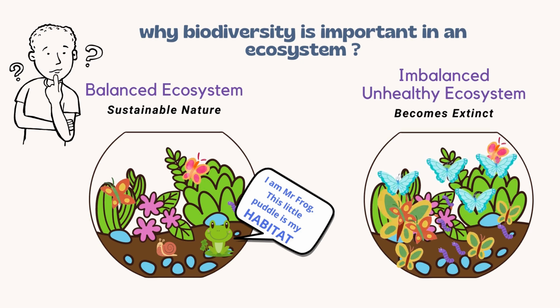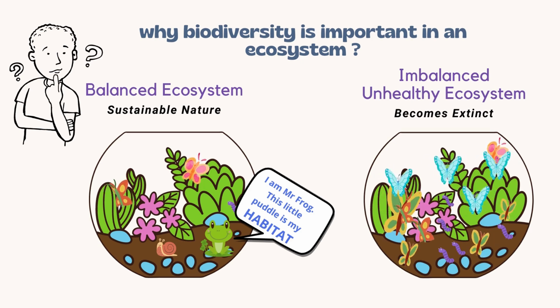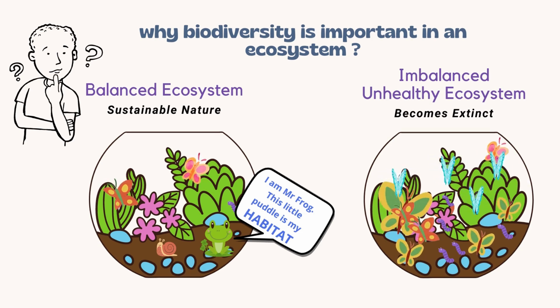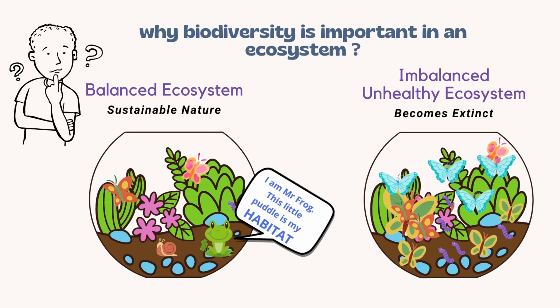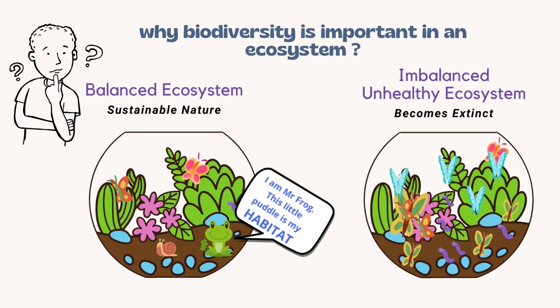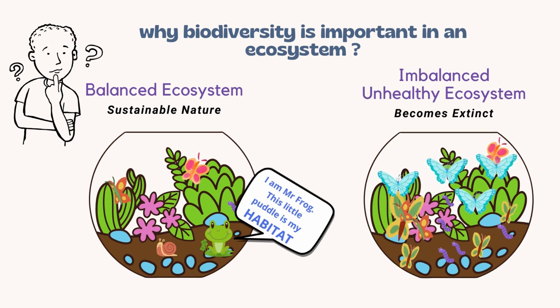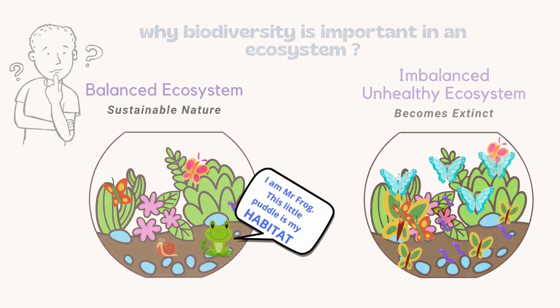So when we remove one factor from the food chain, the entire ecosystem becomes imbalanced and eventually becomes extinct. So biodiversity ensures that the ecosystem is balanced and it sustains for the future.